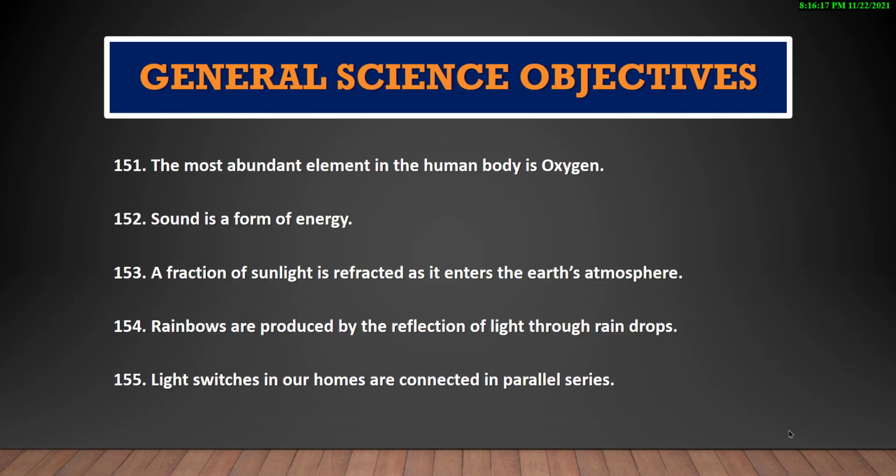The most abundant element in the human body is oxygen. Sound is a form of energy. A fraction of sunlight is reflected as it enters the Earth's atmosphere. Rainbows are produced by the reflection of light through raindrops. Light switches in our homes are connected in parallel series.